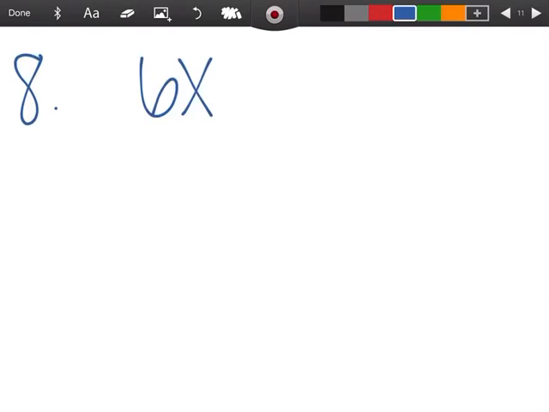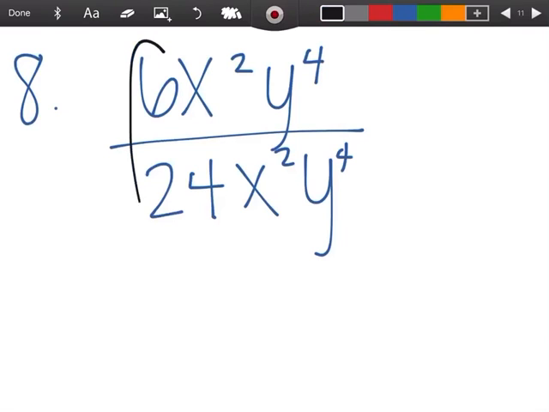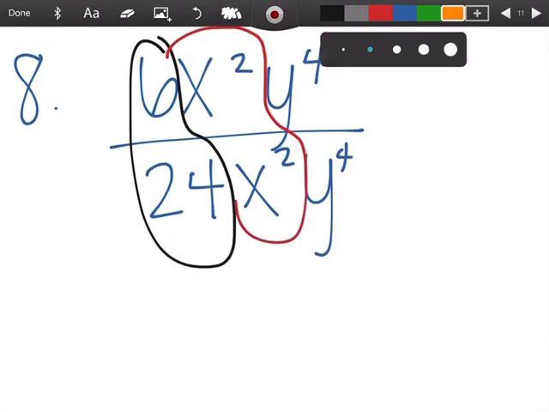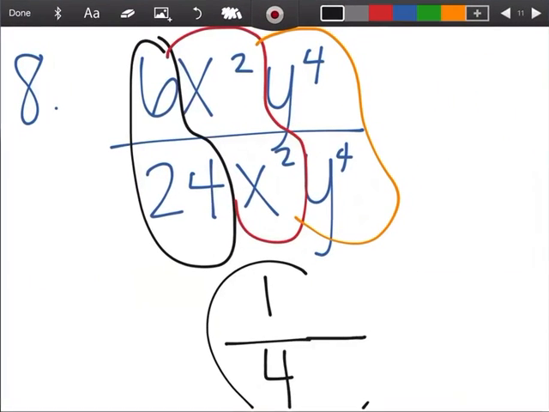Number 8 is a little bit different. It says 6x squared y to the 4th divided by 24x squared y to the 4th. So this is actually just reminding us a little bit about our exponent rules. I would treat the 6 over 24 as one problem, and then the x's as a separate problem, and then the y's as a separate problem. So 6 over 24 reduces to 1/4. And then all the x's cancel and all the y's cancel, so this answer is just 1/4.